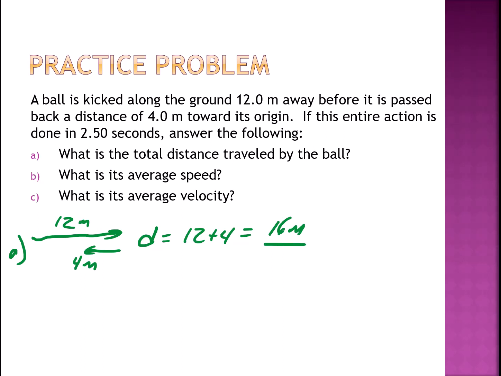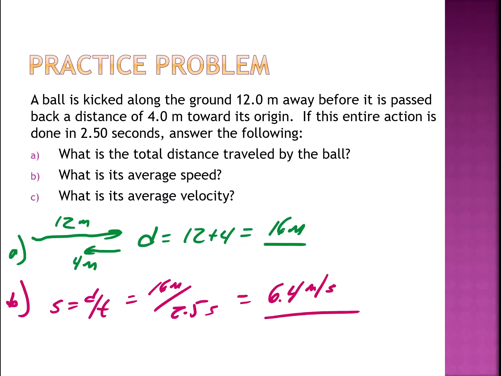For part B, we're doing average speed. Speed is distance divided by time. So there's my equation, distance divided by time, with the d for distance and speed. Substitute in my values, 16 meters divided by 2.5 seconds. So the average speed is going to be approximately 6.4 meters per second. 2 sig figs with my 16 meters from before, so I'm keeping the same 2 sig figs here.